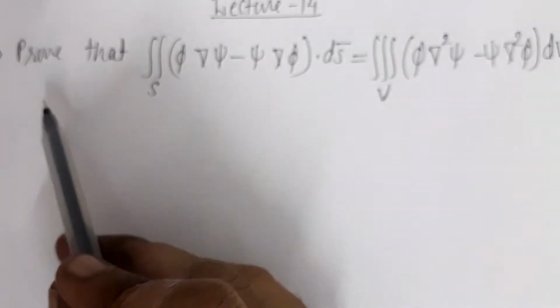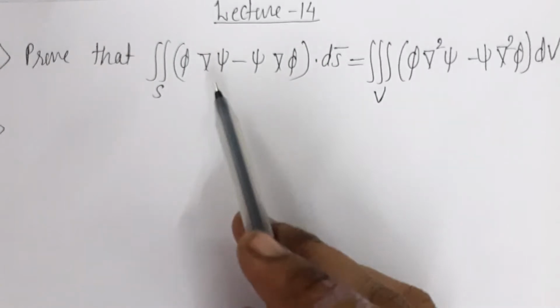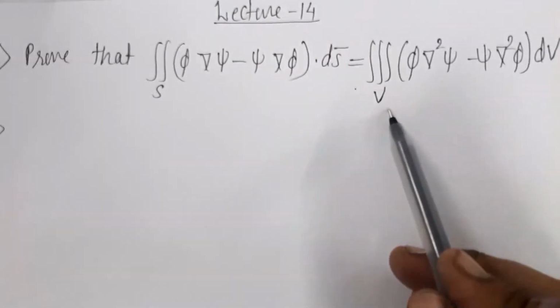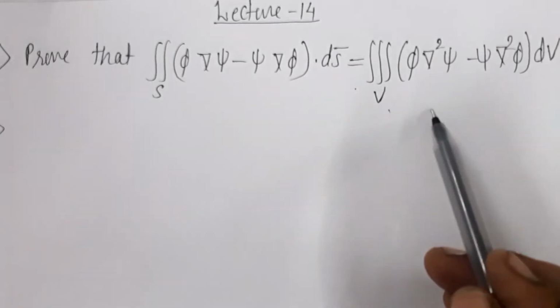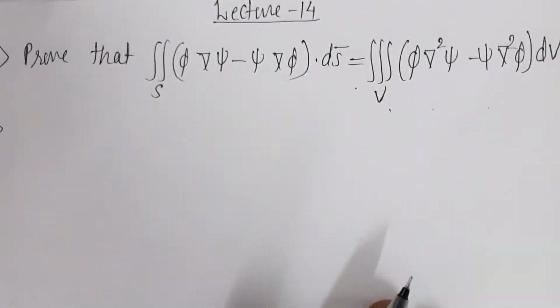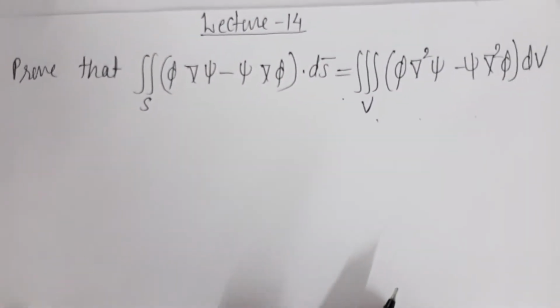Now first example is: prove that double integral over S of (phi del psi minus psi del phi) dot dS is equal to triple integral over V of (phi del square psi minus psi del square phi) dV. Now first, what is Gauss divergence theorem?